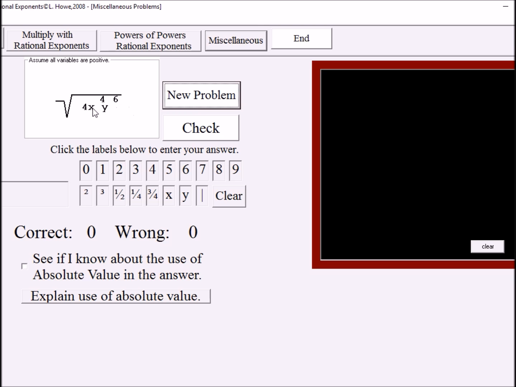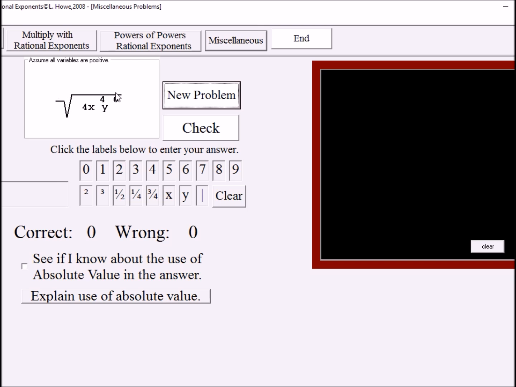And miscellaneous is, I can't even remember what I was trying to do here. Oh, here. This is a little bit tricky, but I put a disclaimer up here. Assume all variables are positive, or else I would have had to think about where we put the absolute value around certain variables. So when you get into pre-calculus and calculus, sometimes you're going to have to put absolute values around things that simplify, but it was going to be too hard for me to check electronically, so I put this little disclaimer: assume all variables are positive.